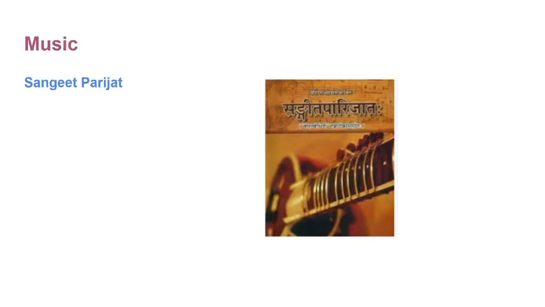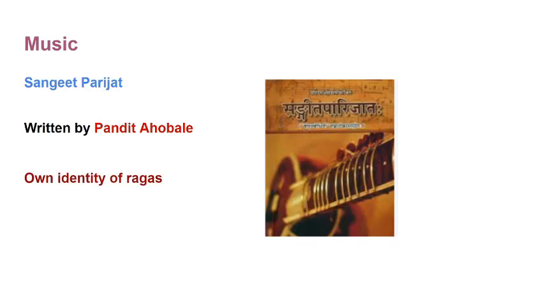Sangeet Parijat is a very important book on music. Pandit Ahobale had written this text in 1665 on northern Hindustani music. So this book is written on the North Indian Hindustani music. He had noted one important characteristic feature of all the ragas, saying that the ragas have their own individual identity and characteristics. He has described 29 types of tune.